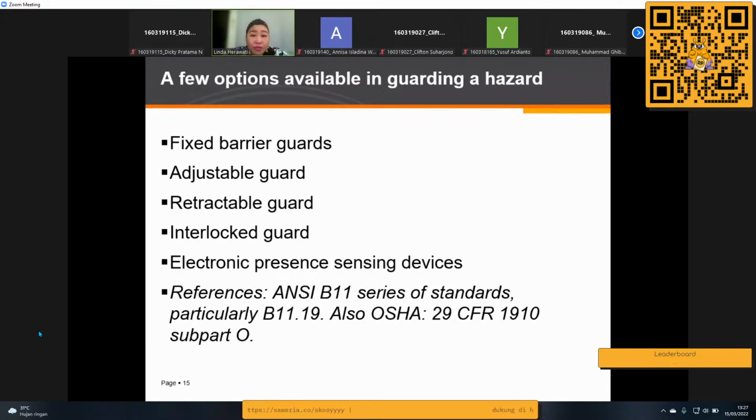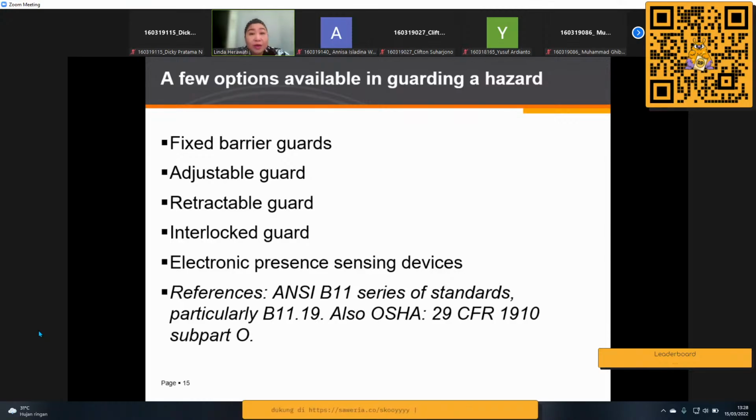These are some of the options that are available in the machine guarding. The first one is the fixed barrier guard. Next we will see one by one through pictures or figures that make you easily understand each part. The second one is the adjustable guard. The third one is the retractable guard, so it can be retracted and can be adjusted. And then also the interlock guard and electronic presence sensing devices. This is the reference that we take from the NCB11 series of standard.